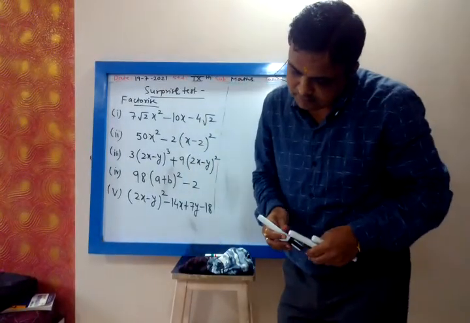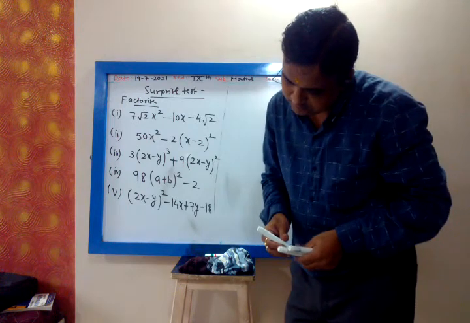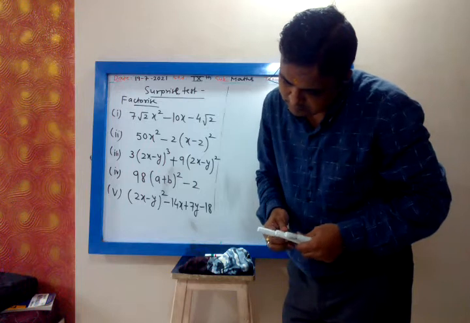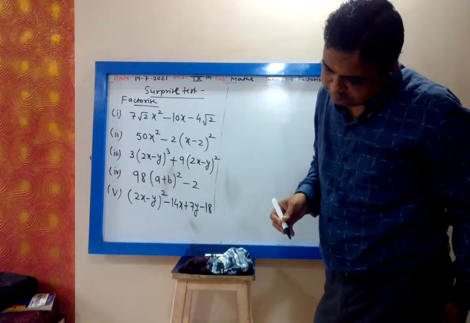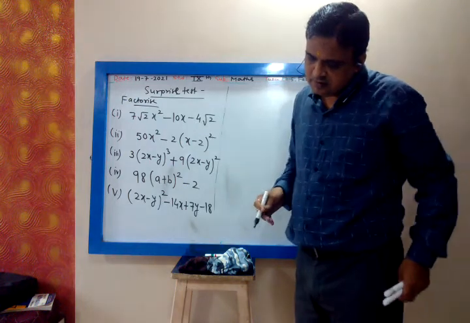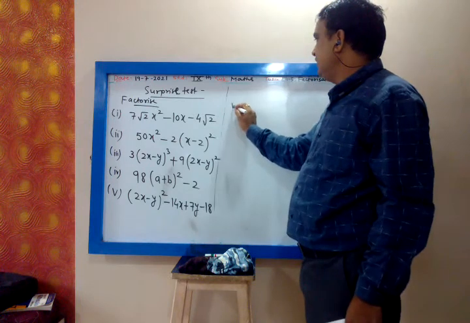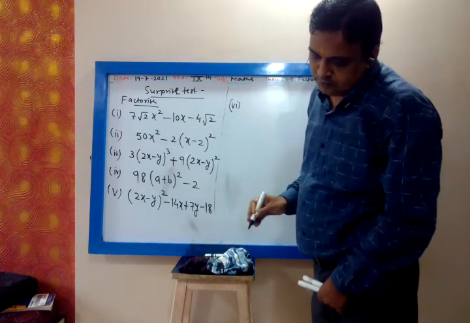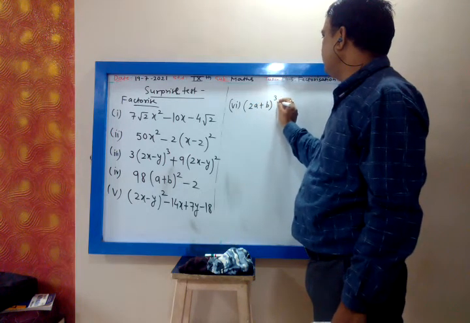Then get the answer first. Then sixth one, 2a plus b whole cube. What is the second answer?